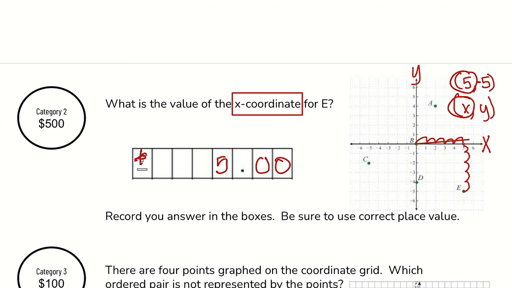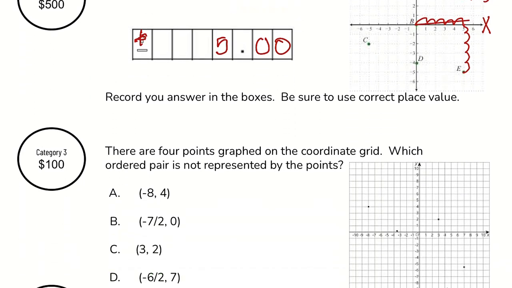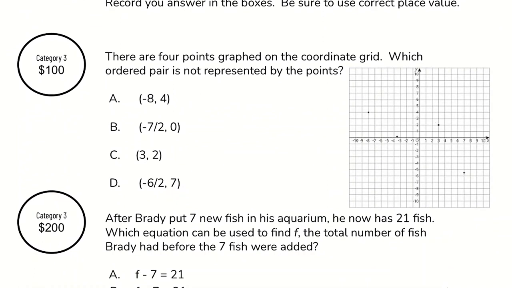You're awesome. There are 4 points graphed on the coordinate grid. Which ordered pair is not represented by the points? Okay, so I think I'm just gonna... Do y'all want to do all the points, or do you want to start with the answer choices and knock them out? How would y'all work this? I'm trying to be more like my quality test takers and start with the answer choices, because a lot of times I forget. Yeah, start with the answer choices.